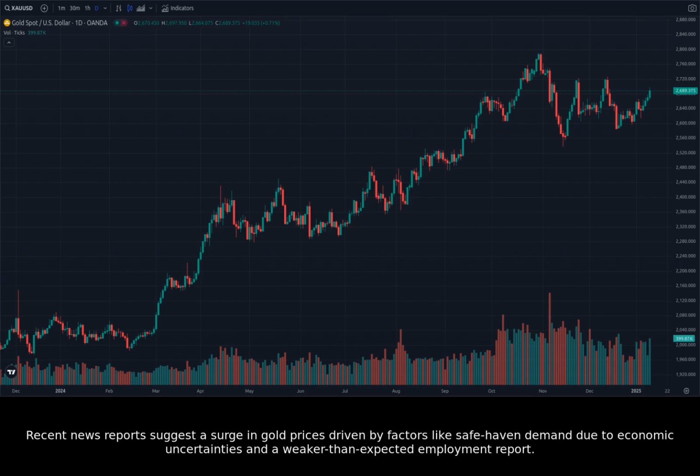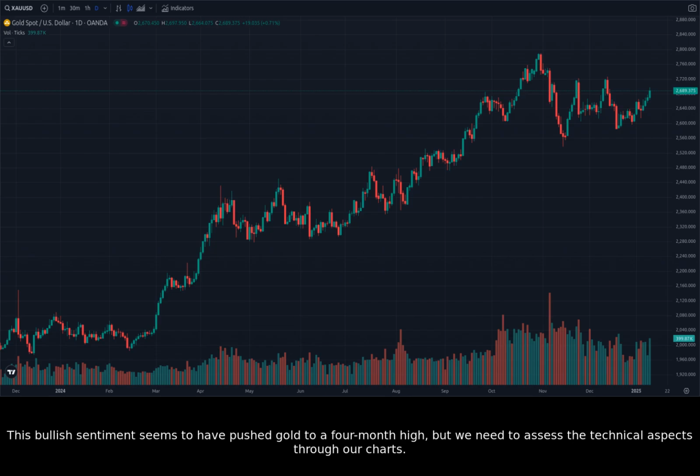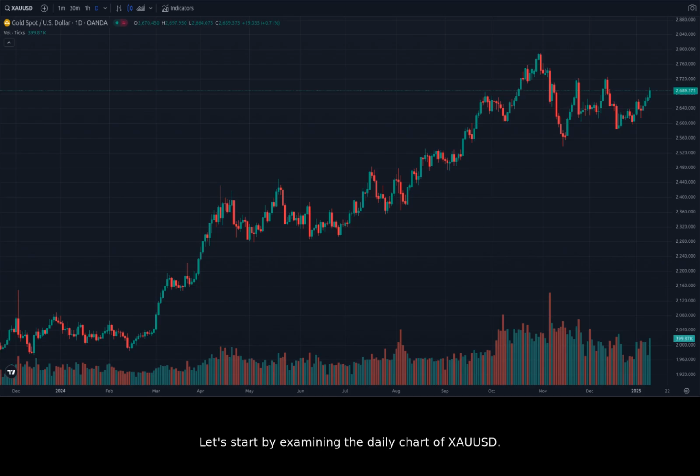Recent news reports suggest a surge in gold prices driven by factors like safe haven demand due to economic uncertainties and a weaker-than-expected employment report. This bullish sentiment seems to have pushed gold to a 4-month high, but we need to assess the technical aspects through our charts. Let's start by examining the daily chart of XAUUSD.